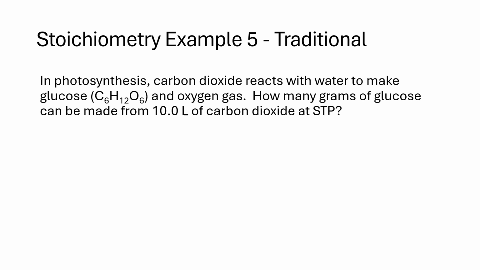All right. Example number 5, by our traditional approach. We need to write and balance an equation. If you've studied biology, you probably have this one memorized. In photosynthesis, carbon dioxide reacts with water to make glucose and oxygen gas. We haven't studied the nomenclature for the formula of glucose, so I just gave it.